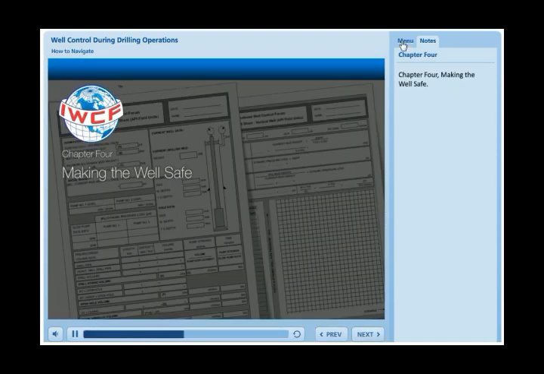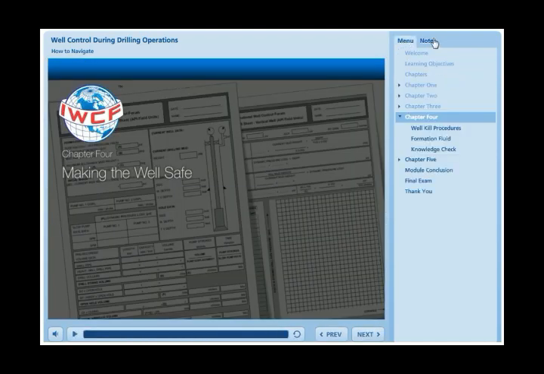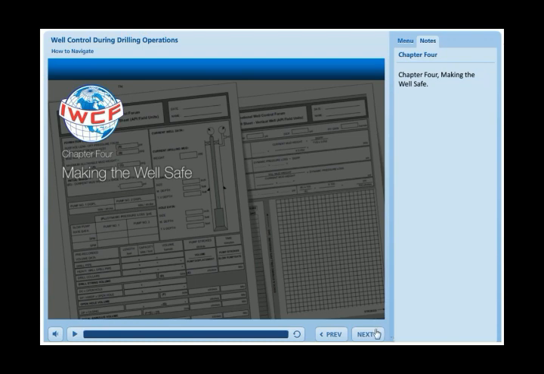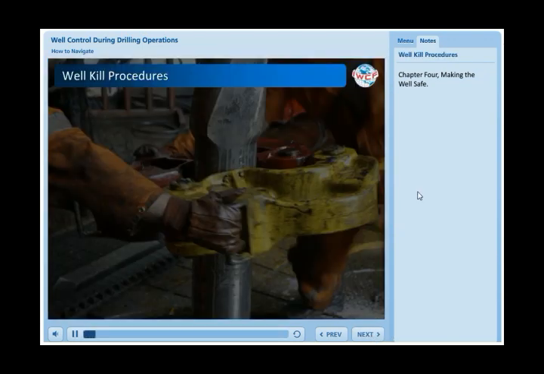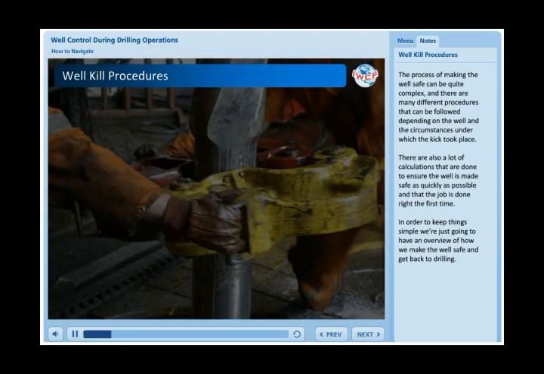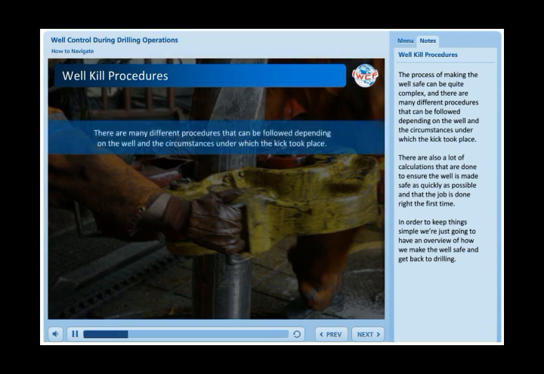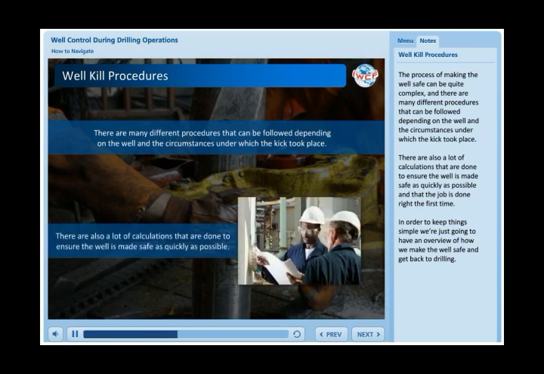Chapter 4. Making the well safe. The process of making the well safe can be quite complex, and there are many different procedures that can be followed depending on the well and the circumstances under which the kick took place. There are also a lot of calculations that are done to ensure the well is made safe as quickly as possible and that the job is done right the first time. In order to keep things simple, we're just going to have an overview of how we make the well safe and get back to drilling.